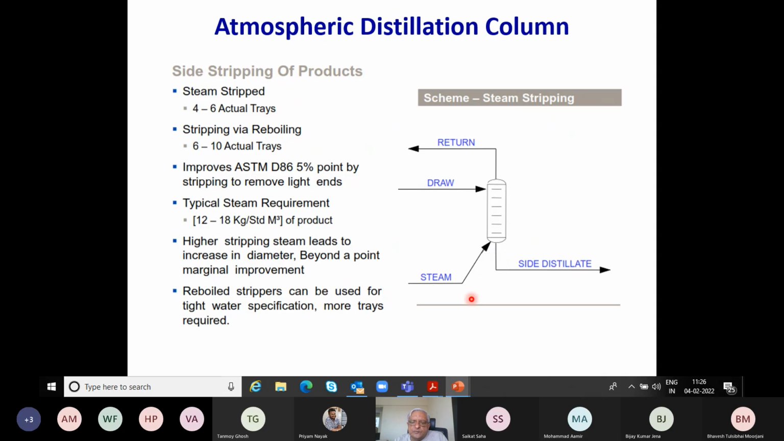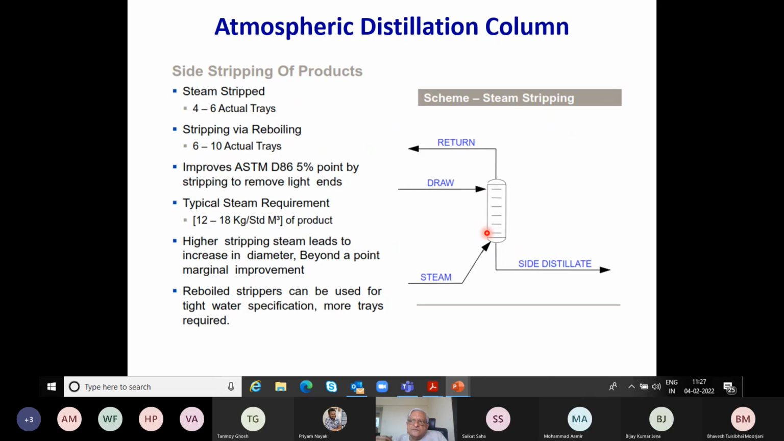So we don't try to put too much steam, only the amount that is good enough to meet the flash point specifications. And if you recall, last time I mentioned that in some of the streams we perhaps don't do any stripping at all, or we do stripping with a reboiler. So rather than putting live steam, open steam here, we take this side distillate and put a reboiler and back. And this is done mostly for kerosene fractions, particularly if you're making jet fuel.